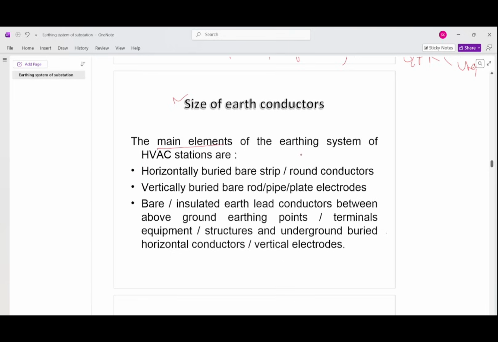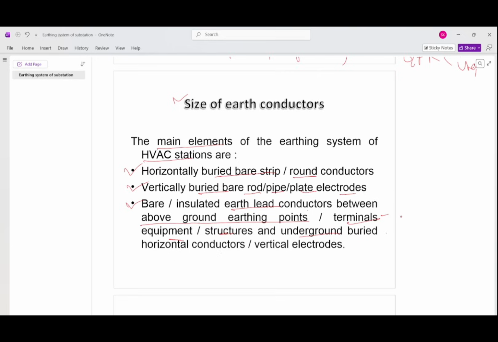The main elements of the earthing system of HVAC high voltage AC substations are: first, horizontally buried bare strip and round conductors; second, vertically buried rods, pipes, plate electrodes; third, bare or insulated earth lead conductors between above ground earthing points. So these are connecting between equipment terminals, structures and the underground buried horizontal conductors and vertical electrodes.